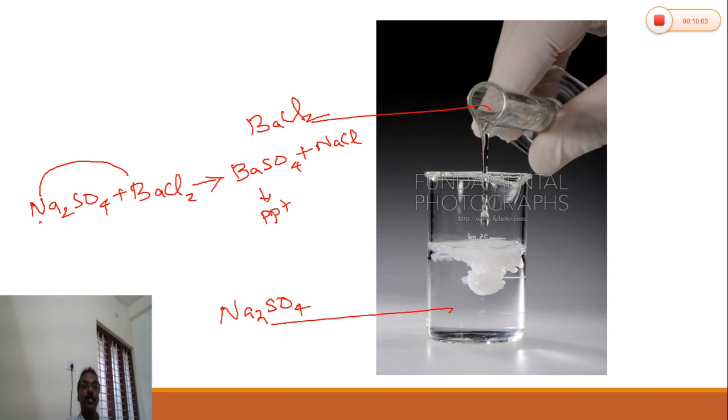This is a precipitation reaction. That's about the four types of reactions: combination, decomposition, displacement, double displacement. Thank you.